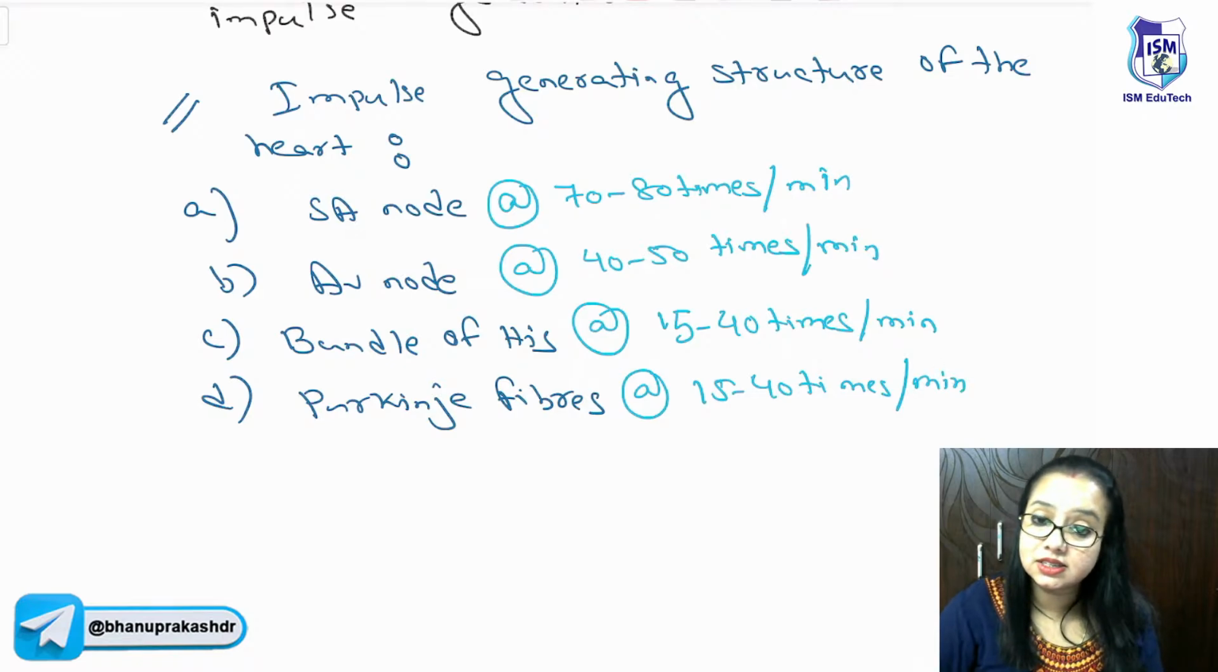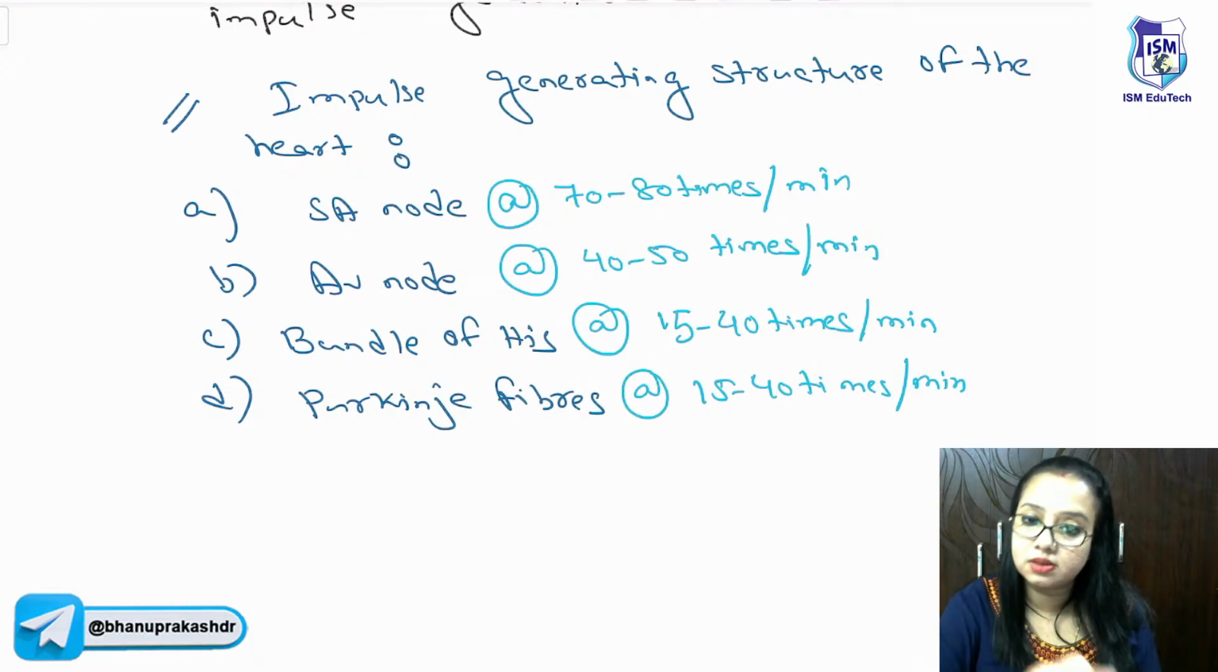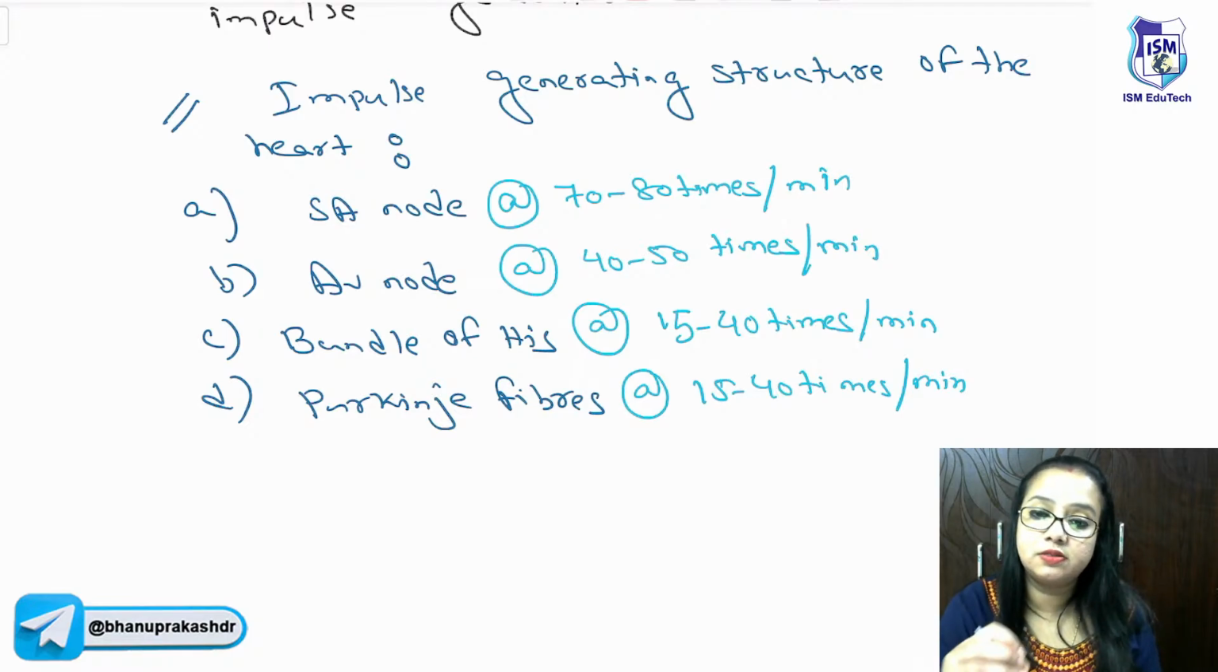Now, this range that I am saying may go a little up and down. It may so happen that the SA node in a person, in normal condition, may also generate a few beats more than 80, up and down.